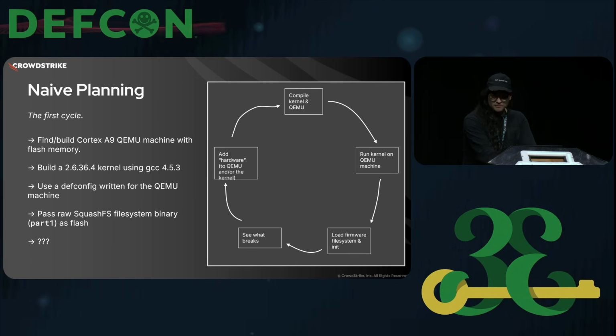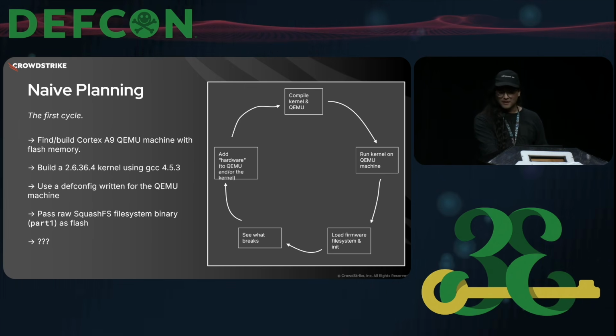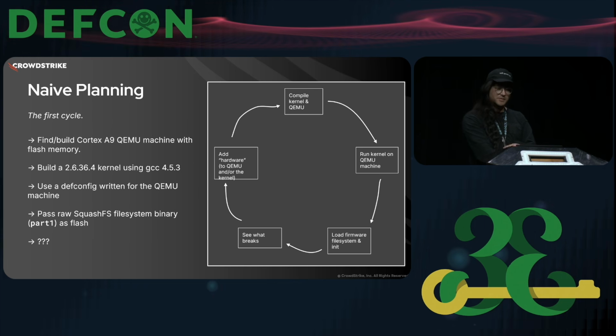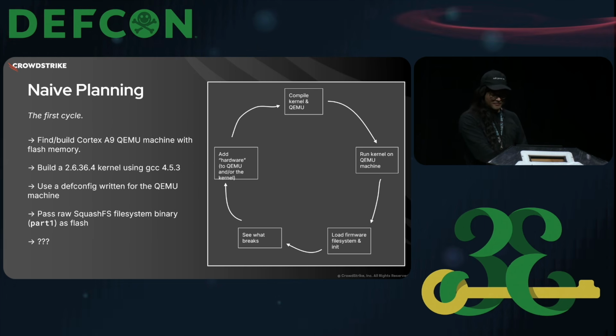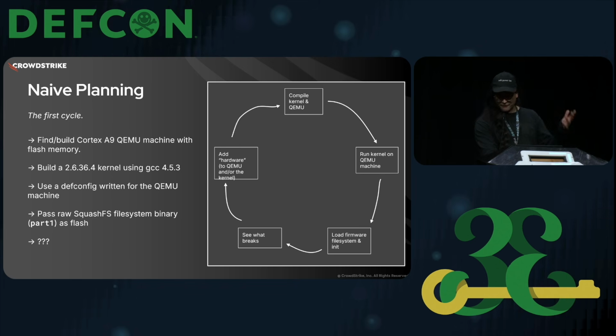We know the architecture, kernel version, compiler, the way the file system's being loaded from memory, from Flash, sorry. So the first kind of naive plan, which is definitely going to fail in the first instance, is like build a QEMU machine with a Cortex A9 core, find one, build a 2.6.36.4 kernel for it, attach the squashfs image, which we carved out earlier, on some kind of emulated Flash device, and then hopefully the kernel will load the file system, and then we can try and run stuff and see what breaks, basically, and then try and fix it and make it better.